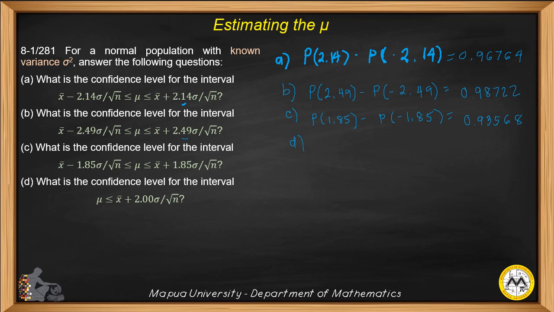For letter D, it would be less than 2. So less than 2 would be P of 2. So this would be 0.97725.